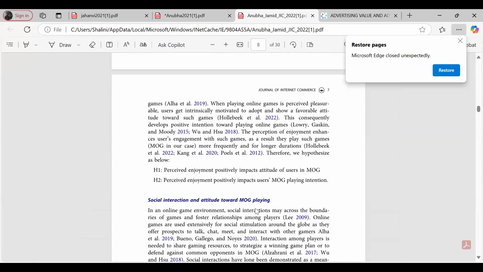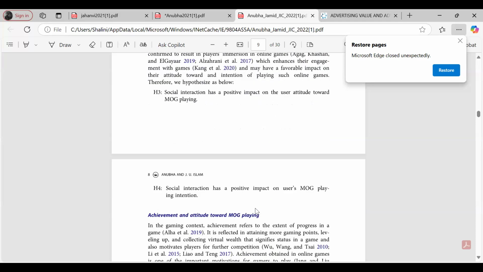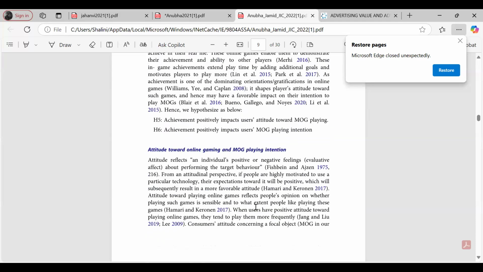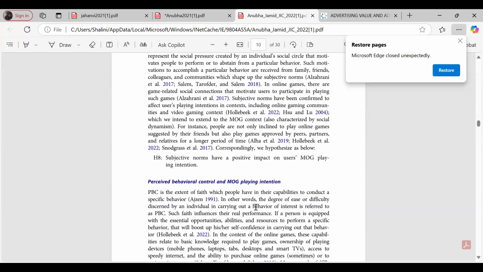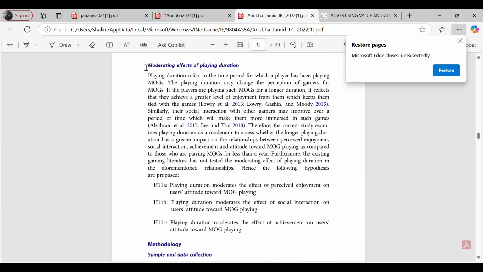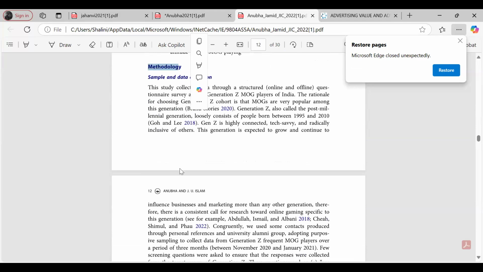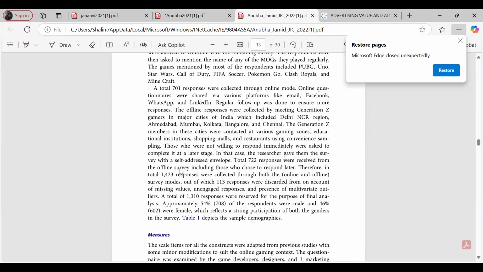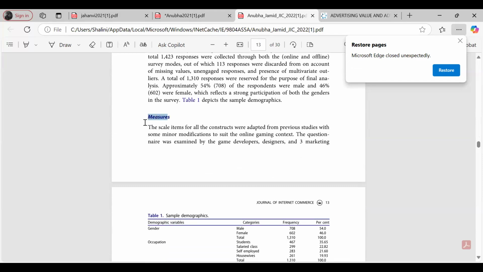So first you look at the model, whether it is talking of your variables or whether it is not talking of your variables, and hypotheses are also given. Then you check the RM section. Here is the methodology section, sample and data collection. And here, measures. Measures means how the items have been taken, right?